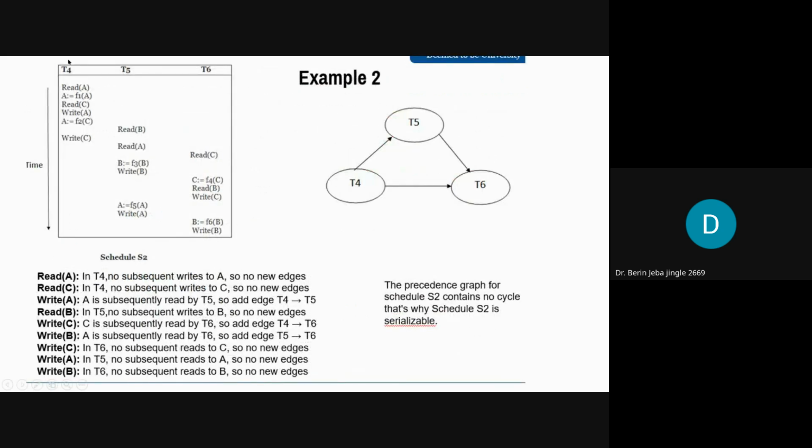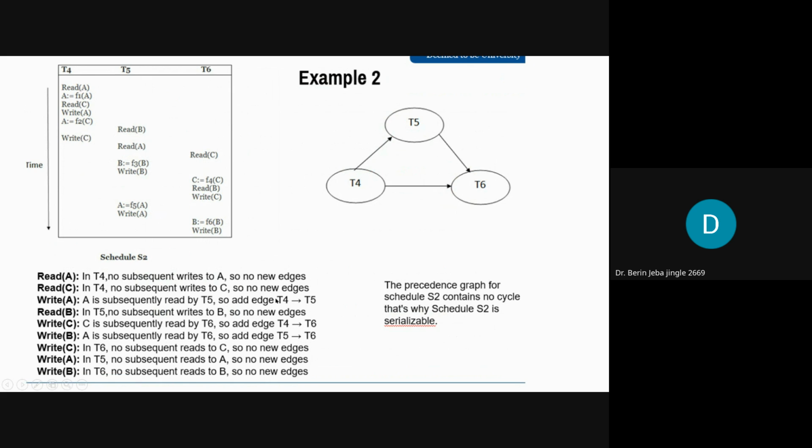Here also is the same example. In the first step, everything is read. See, T4 reads A, and transaction T5 reads B. So a read can occur anytime here. This is the initial read, and here there is no problem, so no edges are needed.